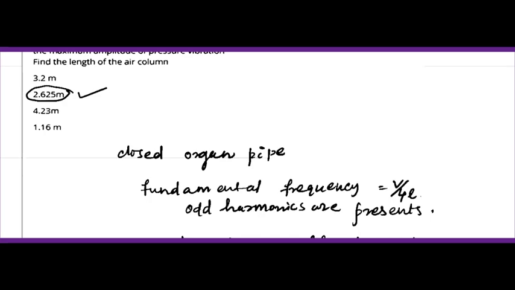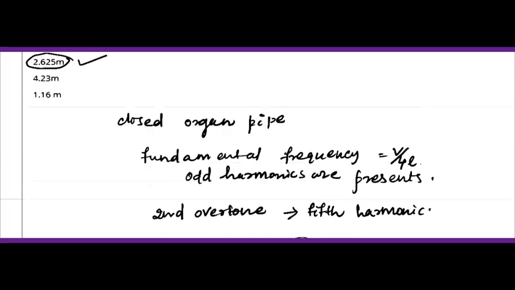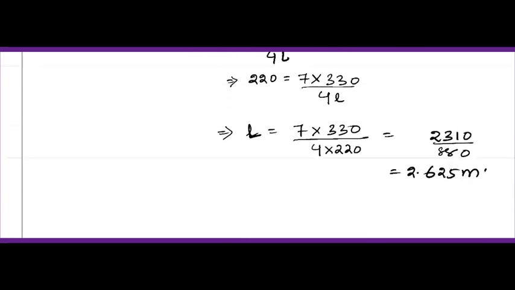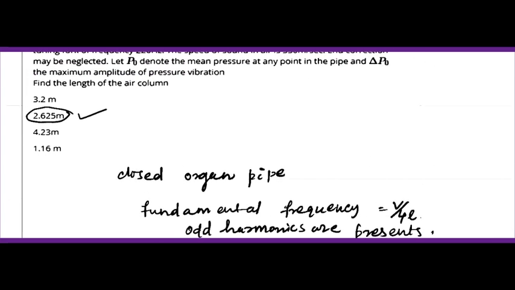Okay, this is the length of the closed organ pipe, the length of the air column, and we found that value from the third overtone. From the third overtone we found the value of L. The length of the air column is 2.625 meter, which is option 2.